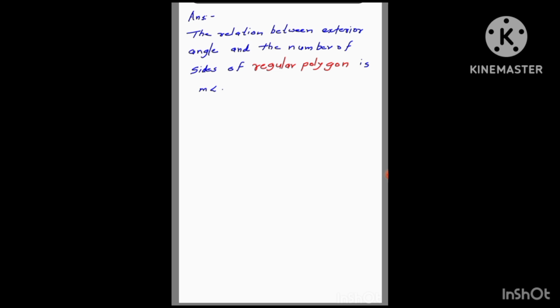angle is equal to 360 divided by n, where n is the number of sides. Okay, so that you can find whatever the question asks.